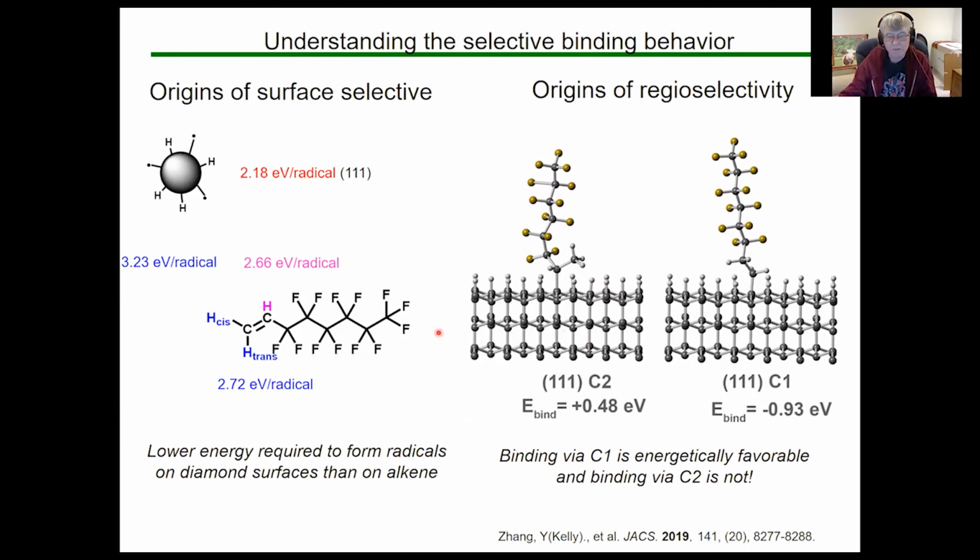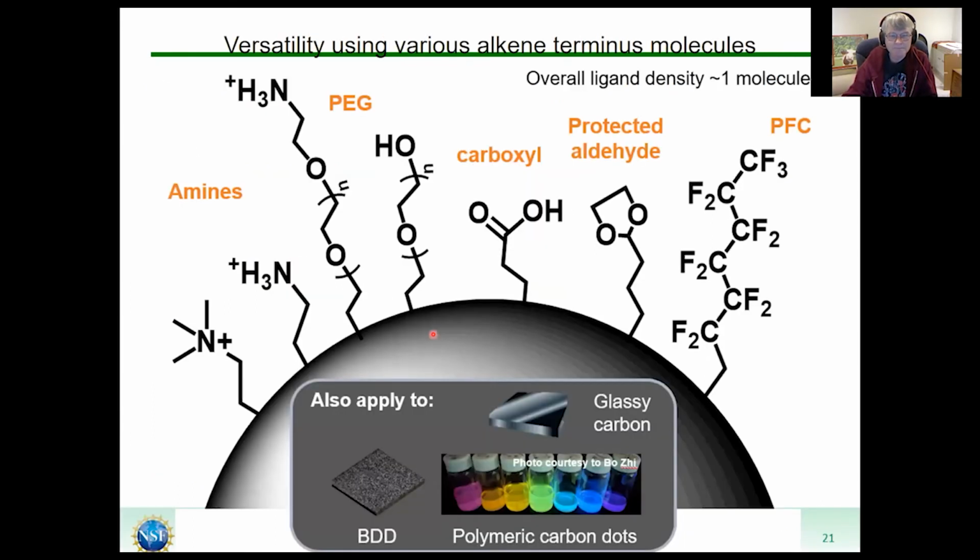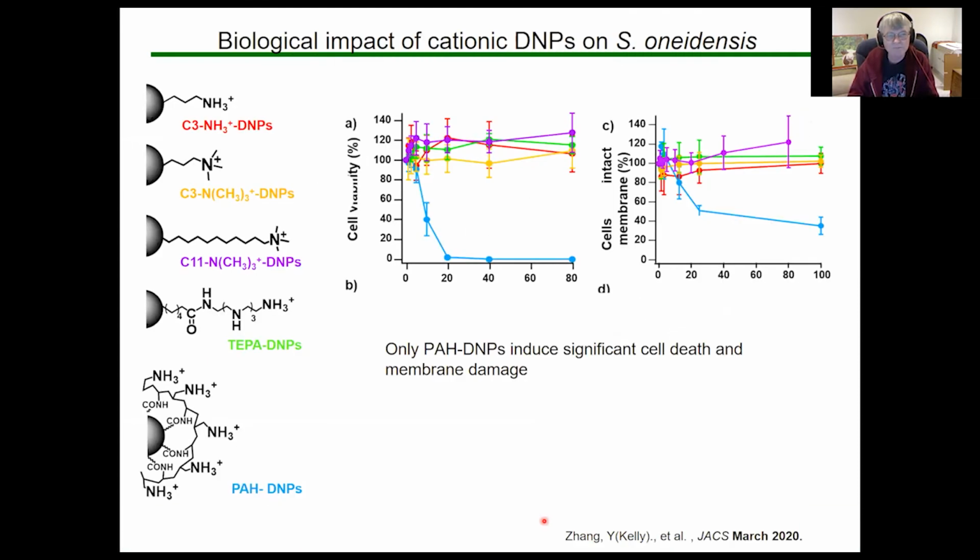This was done in collaboration with Sarah Mason's group at the University of Iowa. So this works with lots of different molecules. These are some of them that we've shown it works with. You can make charged surfaces that are positively and negatively charged, quaternary amines, fluorinated, protected aldehydes, and just like the original grafting, it could be expanded to lots of different forms. This could also be applied to other forms of carbon as well: glassy carbon, boron doped diamond, and carbon dots.